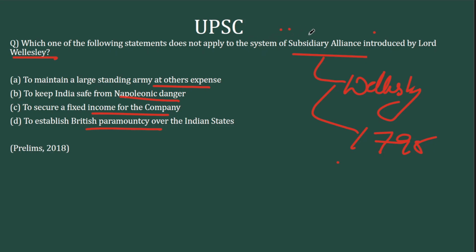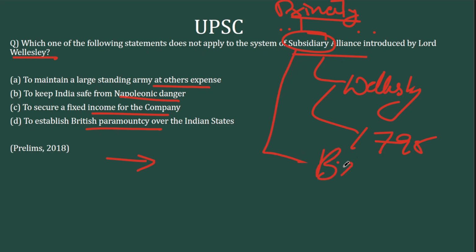Now, to answer this, you should know what subsidiary alliance is. In subsidiary alliance, see the term subsidiary. Who is a subsidiary here? The princely state is a subsidiary. To whom are they subsidiary? They are subsidiary to the British, or the British resident.